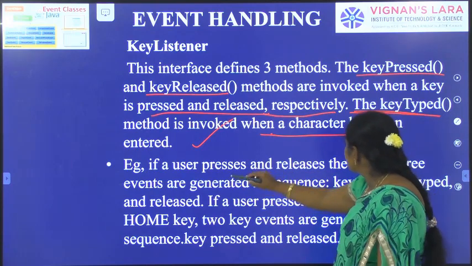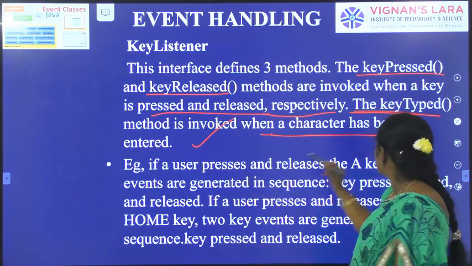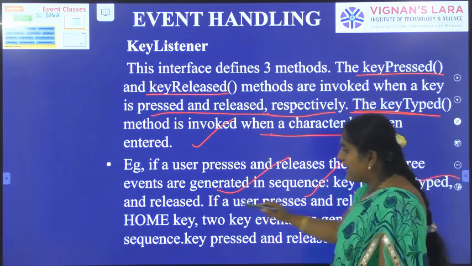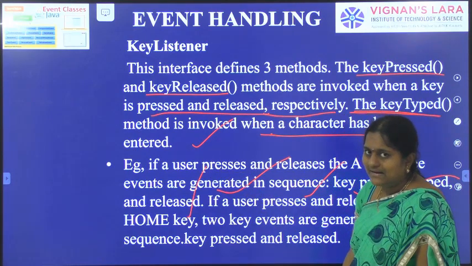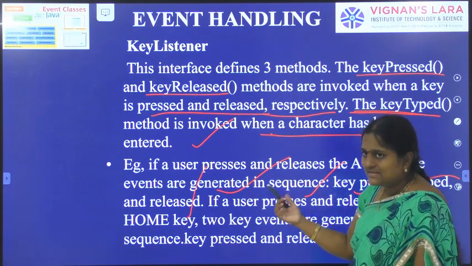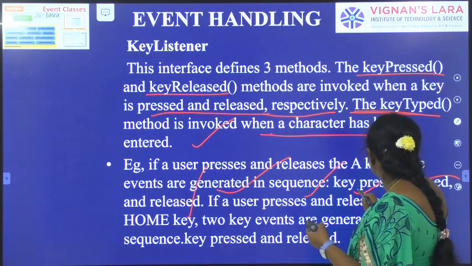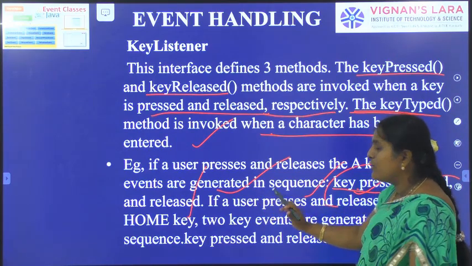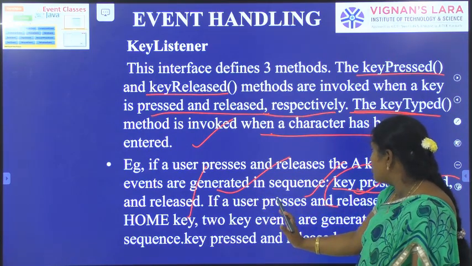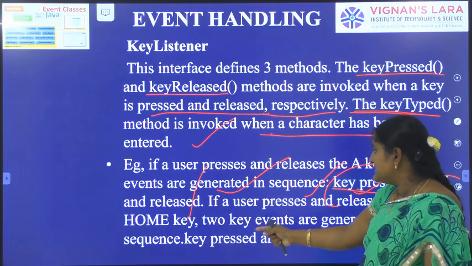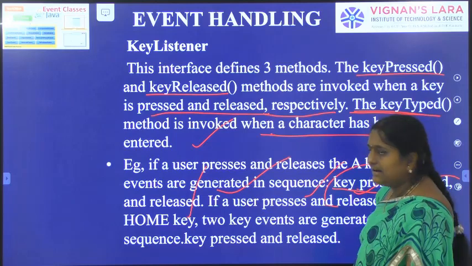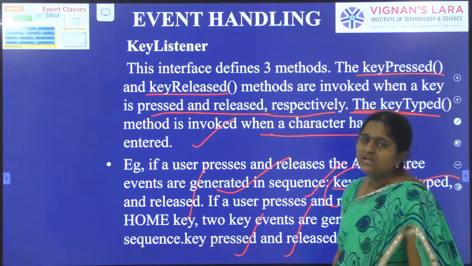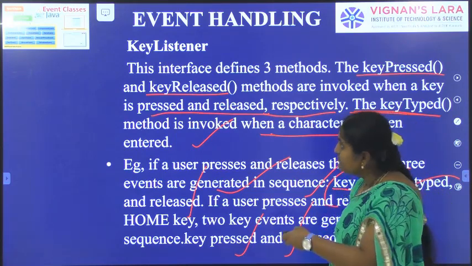Suppose a user presses and releases a key. Three events are generated in the sequence: key pressed, typed, and released. So three methods are invoked: first keyPressed, then keyTyped and keyReleased. If a user presses and releases the Home key, two key events are generated in sequence: key pressed and key released. These two methods will be invoked.